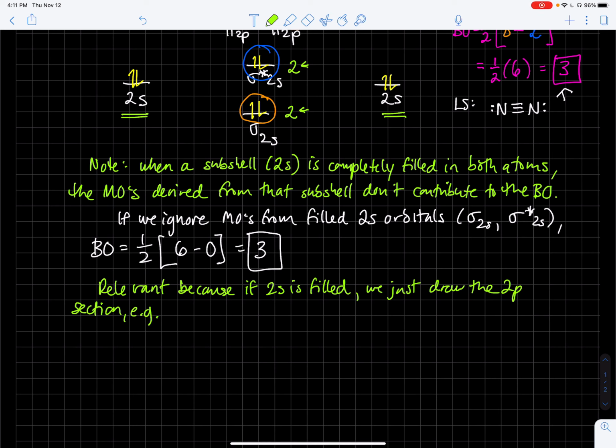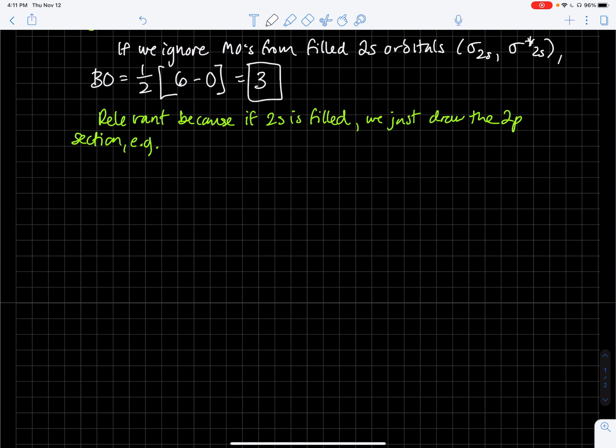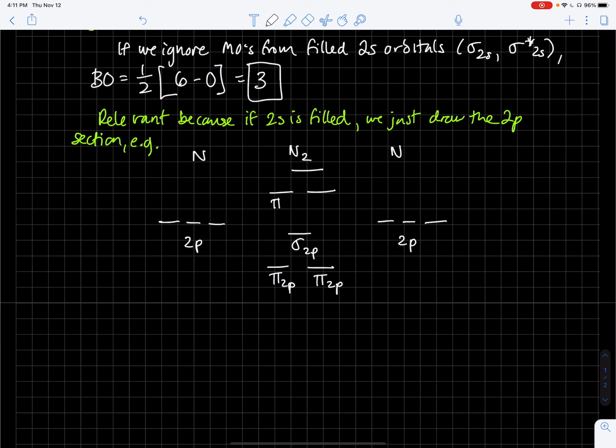So as an example, I'll go ahead and redraw the nitrogen correlation diagram. We would just redraw it as N2, and we would just look at the p orbitals because the 2s is filled. Now, if you're over in, like, lithium, where things aren't filled in the 2s, then you can't do that. So we have 2p, and our orbitals look like this. I'll go ahead and label them: pi bonding, sigma bonding, pi antibonding, pi antibonding, and sigma antibonding.